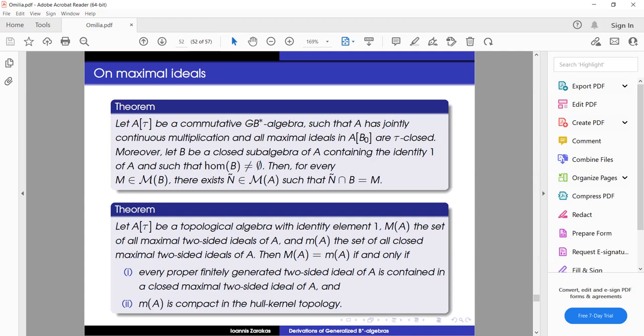I see. So you mean that perhaps we can alleviate the assumption of AO star algebra based on the fact that it is such an algebra if the cone is normal? Yes. Okay.